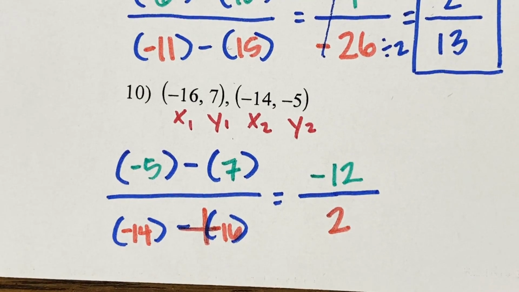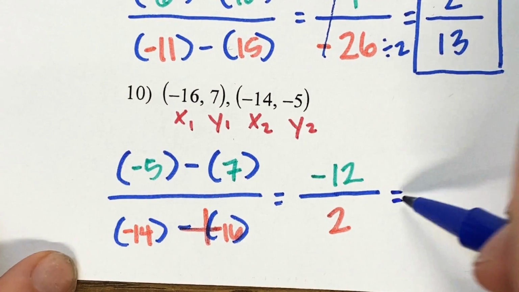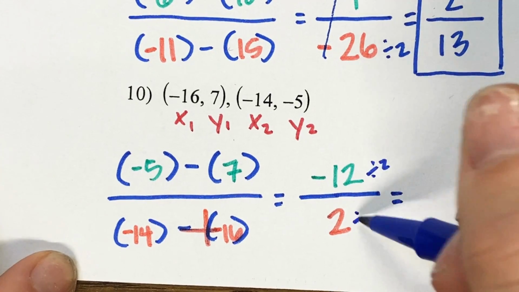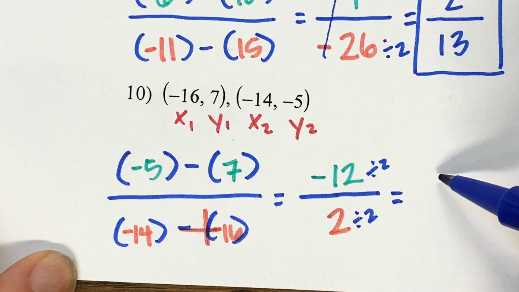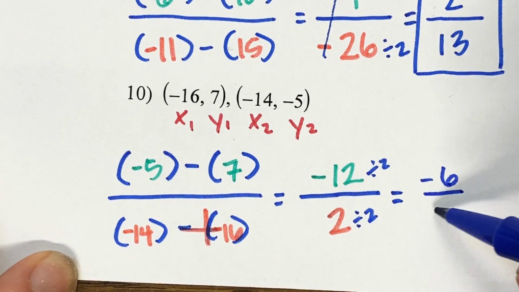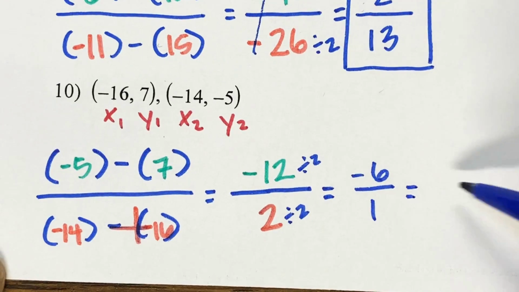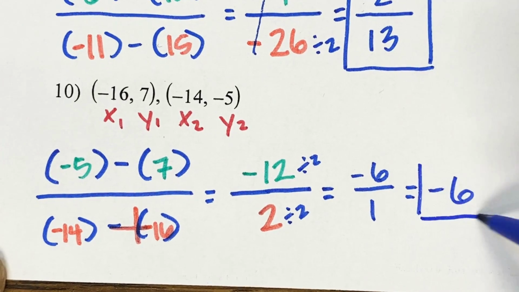We can reduce negative 12 over 2. If we divide them both by 2, or think negative 12 divided by 2, that's going to give me a negative 6 over 1, or just negative 6.